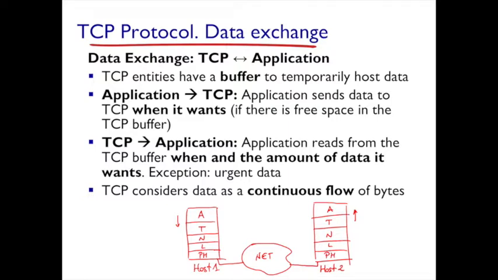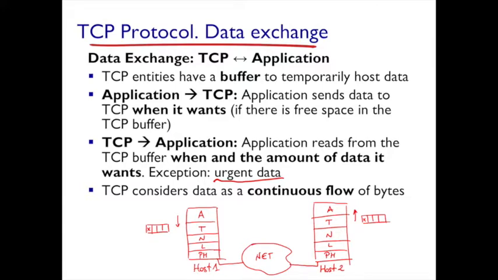So the communication between the application and TCP on the sending side is as follows. The application sends data to TCP when it wants, and if there is free space in the TCP buffer. Okay, so we have a buffer at the sending side. If there is space, the application is able to insert segments in the buffer to be sent. Then, when the segment arrives to the destination, there is another buffer called receiving buffer, where segments are temporarily stored, and the application reads from the buffer when and the amount of data it wants. There is an exception, urgent data, as we will see in the future.